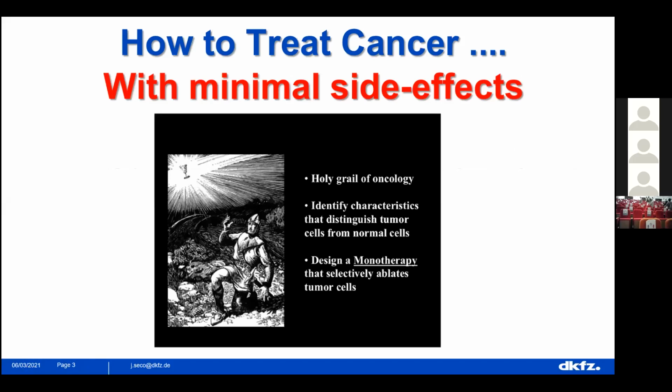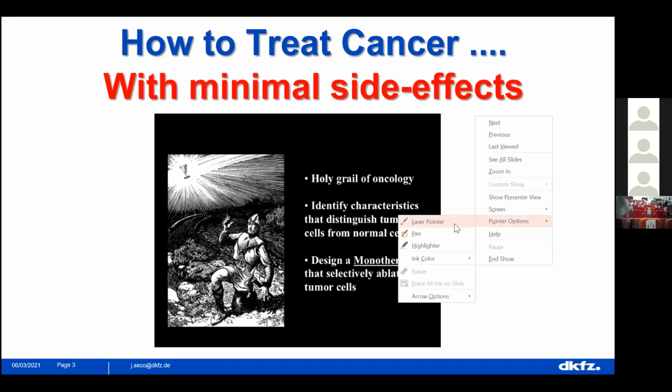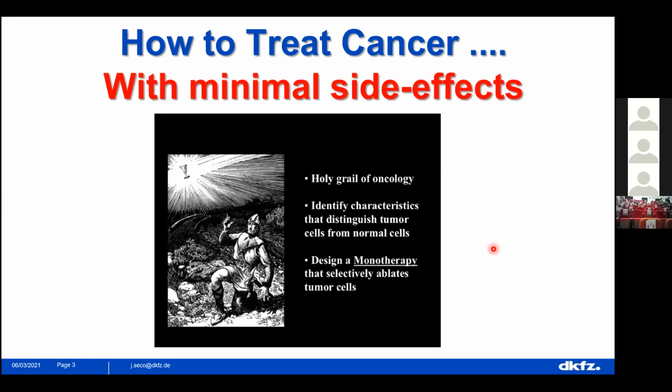Okay, so when we treat cancer, we have to remember that the most important thing is to try to find a way of finding the weakness in the cancer. So this is the so-called holy grail of oncology. We want to try to find a so-called monotherapy, something that separates the cancer from the healthy tissue around it. That is usually very hard to do, but that's usually what we try to do. And when we treat, of course, we want to reduce as much as possible the side effects.